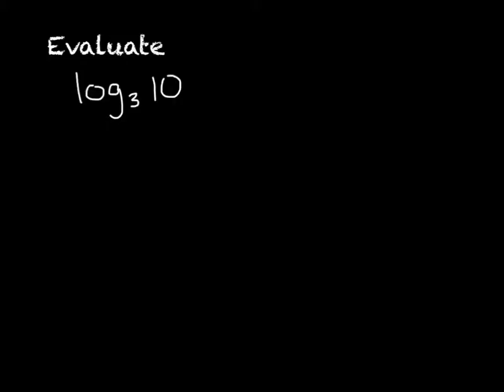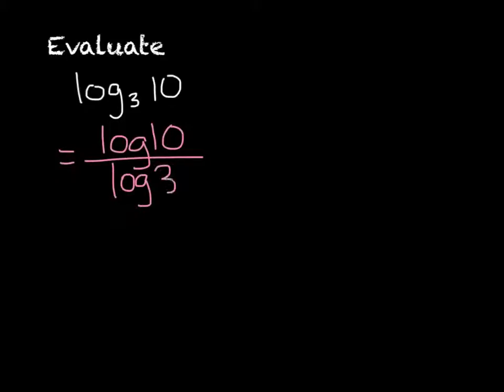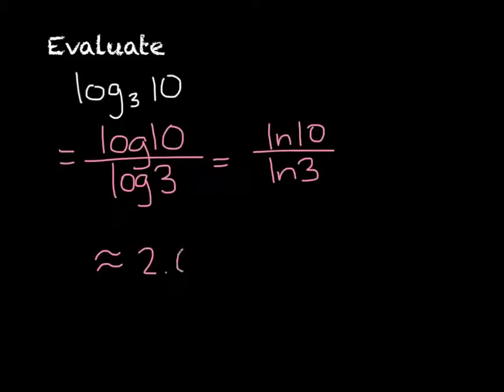But our calculator can only work with common logs and natural logs, meaning that we have to convert this expression into something that has log base 10 or log base e. We can write this using the change of base rule as log base 10 of 10 divided by log base 10 of 3. Or if we wanted, we could also do ln of 10 over ln of 3. Either way, we can enter either of these expressions into the calculator and we'll find that our expression is about 2.096.